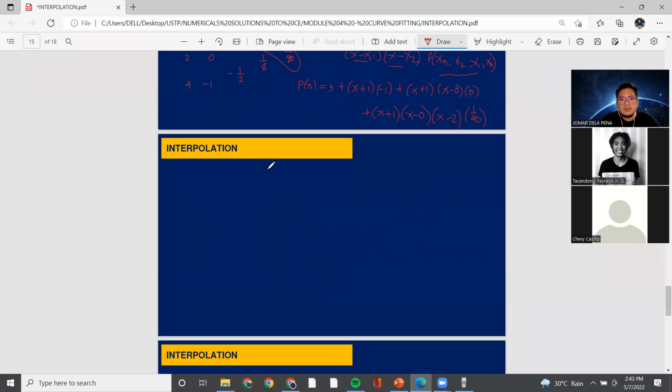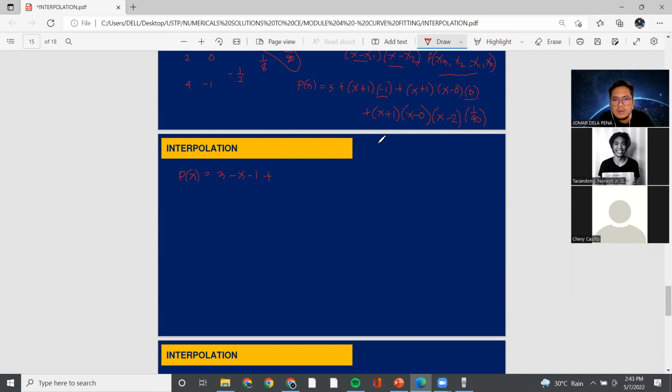Simplify na to. So, we have P of x equals 3 plus, this is negative, no? Distribute na to si negative 1 is 1. May muna siya minus x minus 1. Okay? Plus this one is 0 na. 0 na ni siya. Kaya multiply man of 0.